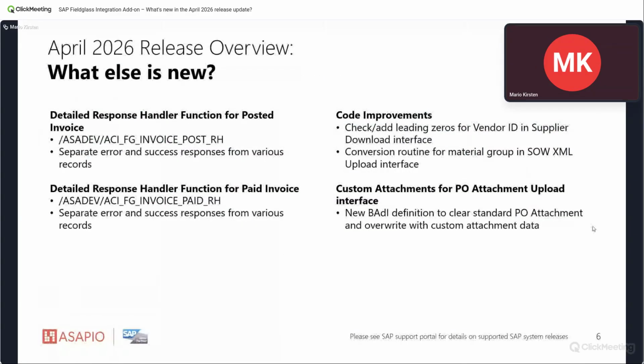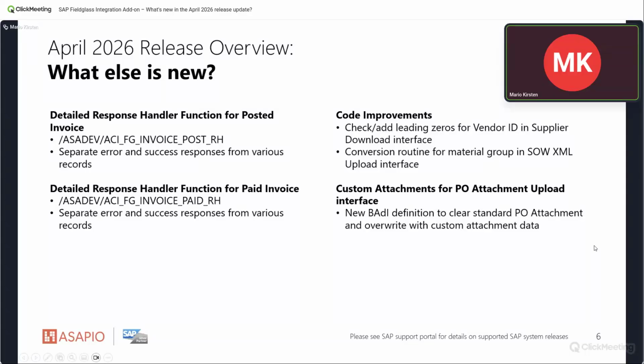And then just a few further updates. What is part of the latest release? We have introduced, sounds quite technical, response handler functions, but for the posted invoice interface into Fieldglass, as well as for the paid invoice interface into Fieldglass. But what does it mean from a functional side?